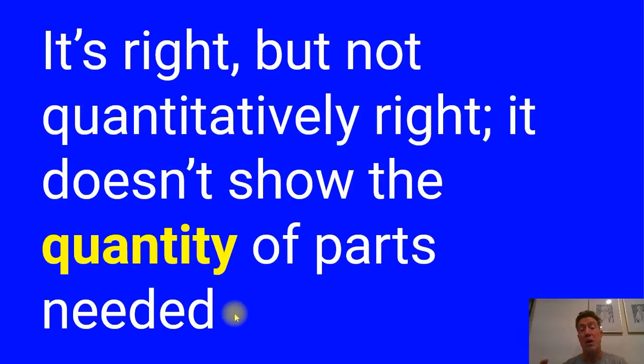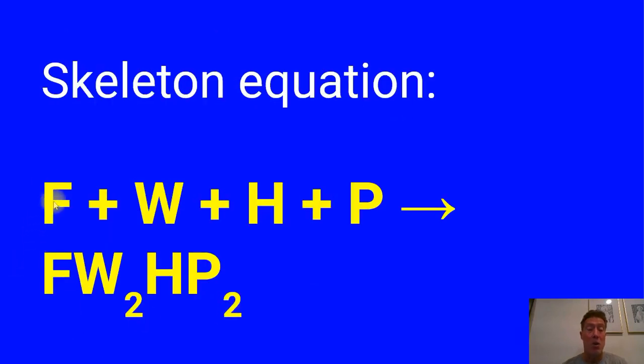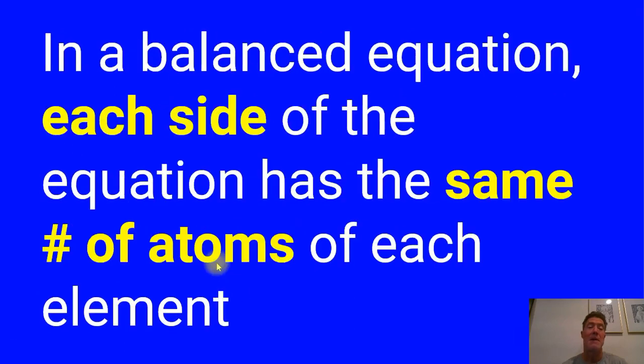So now that equation is our skeleton equation, but it's not quantitatively right. It doesn't show the quantity of the parts needed. I show 1 W here, but I need 2 W's in my finished product. I show 1 P here, but I need 2 P's in my finished product. So in a balanced equation, each side of the equation has the same number of atoms or parts of each element. So that's the key, the same number of atoms of each element on each side of the equation.